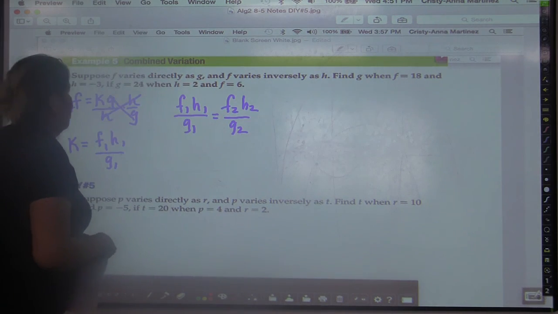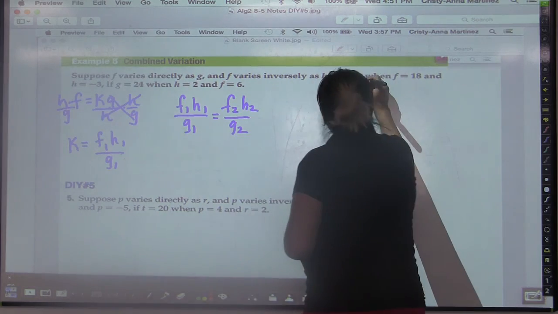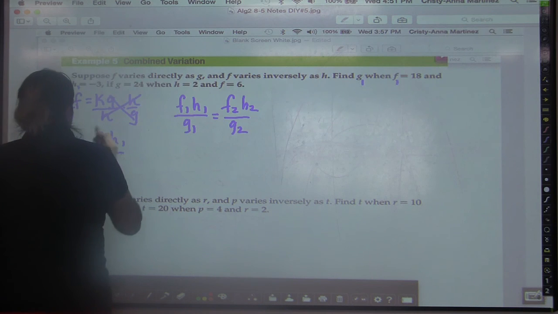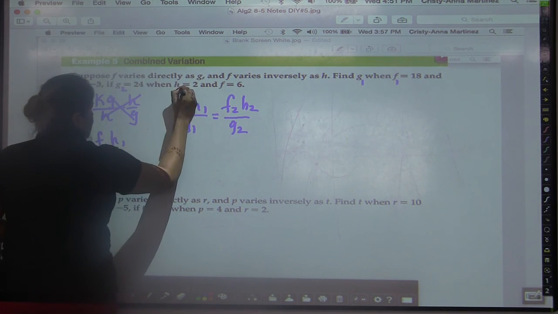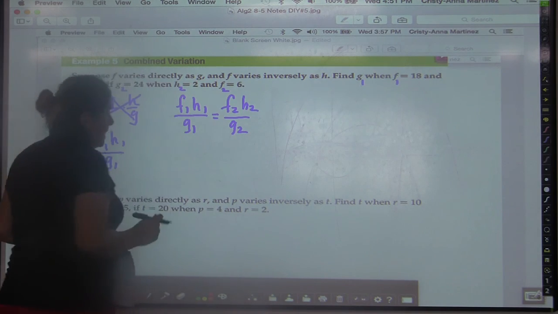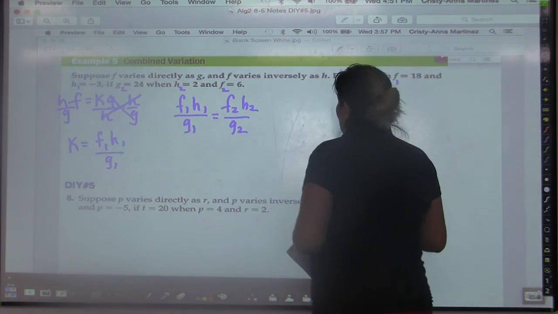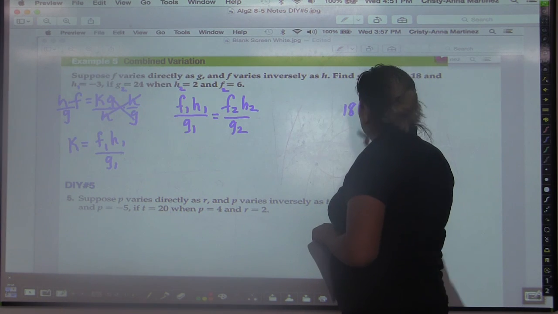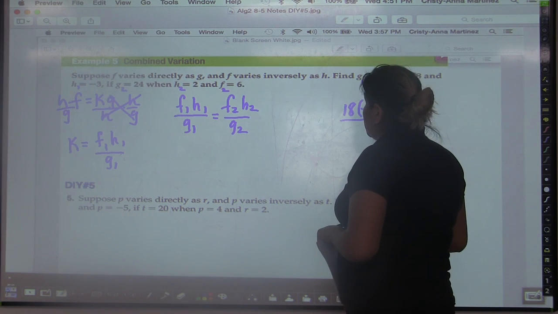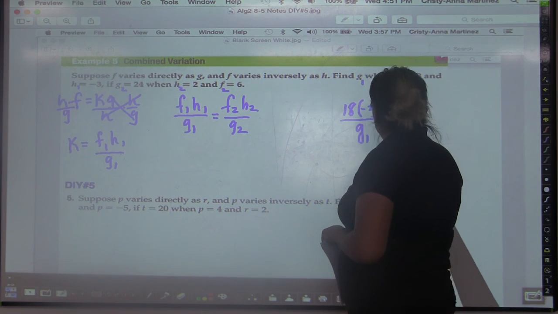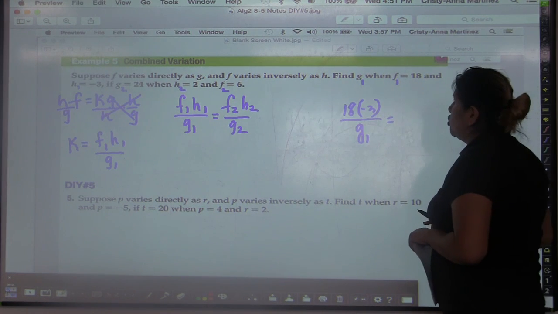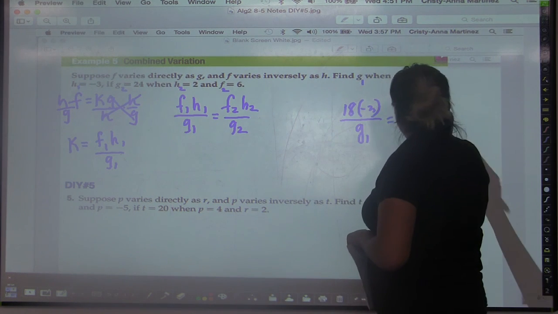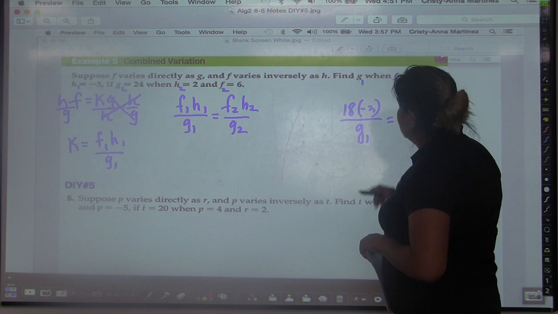And so now we're just going to find g. We're going to look for G1 when F1 equals 18 and H1 equals -3. If G2 equals 24, when H2 equals 2 and F2 equals 6. So we're just going to plug everything in. So our F1 is 18 and our H1 is -3 and our G1 is what we're looking for. And then our F2 is 6 and our H2 is 2 and our G2 is 24.